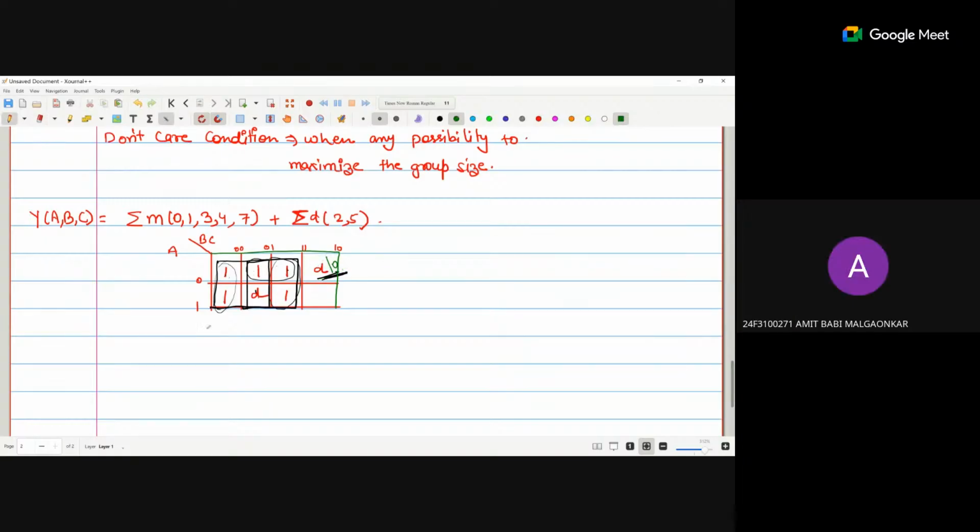Okay, sir. You can see the group of 4 is created, so A is variable, only B is constant, so B bar. And for the second group, again A is variable, only C is constant, so C is the answer.